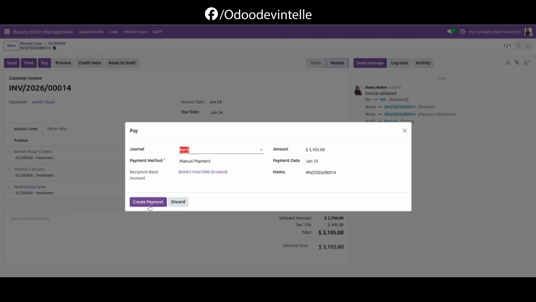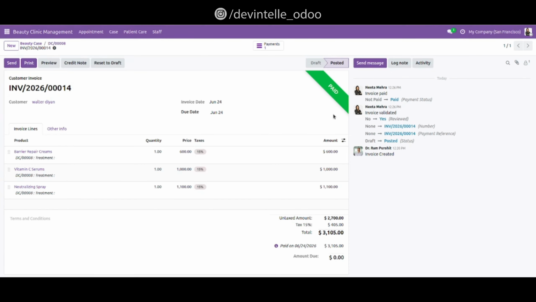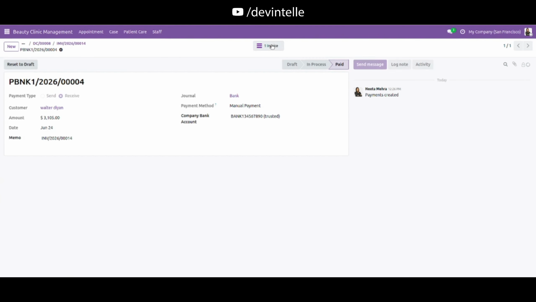Now you can easily create the payment and see the paid state here, and attach this payment one. Now open it and you can see the payment number. The customer name is Walter Diane. Total amount of this cash. General by bank. Method by manual payment, and the account number.